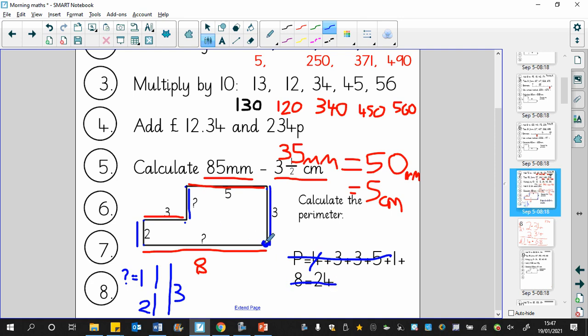Let's do it again. Let's go this way. So starting here, 3 add 5 is 8. This blue line is 1, so that's 9. This red line is 3, so that's 12. Down here is another 2, that's 14. And across here is 22. So the perimeter is 22.